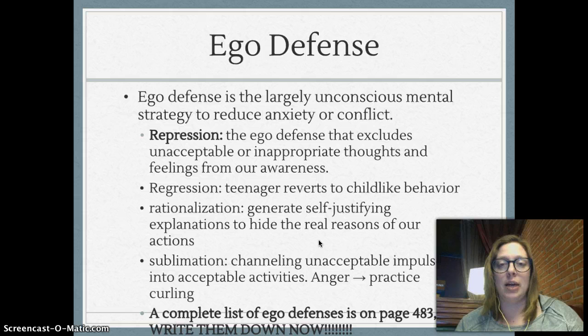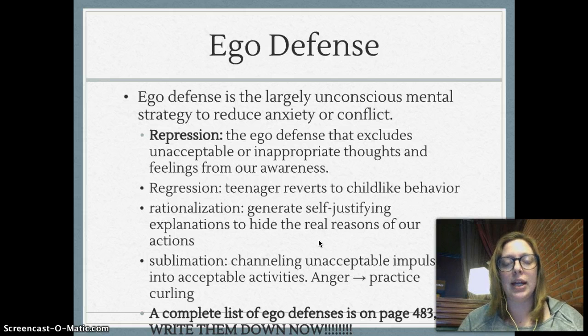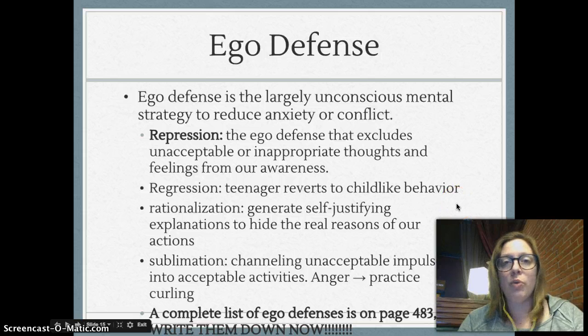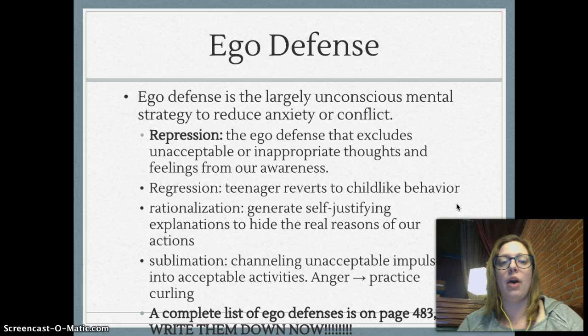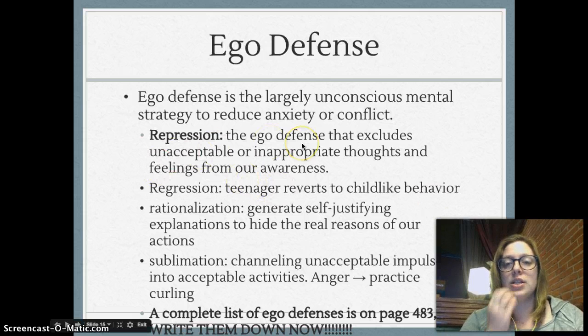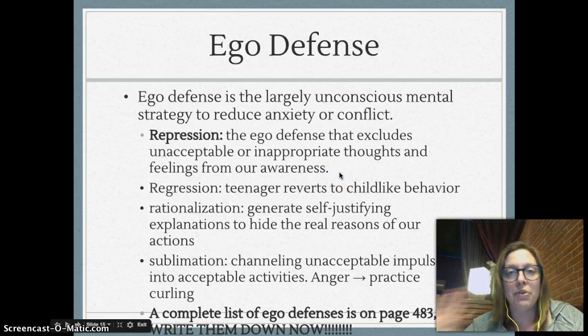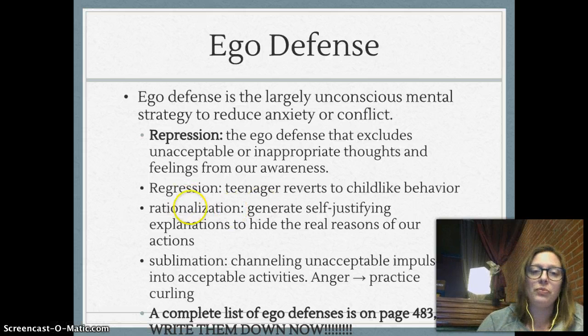That gets exhausting. So your ego develops a lot of anxiety about this entire process. And then what it does to counter the anxiety is develop defenses. And there are many different defenses, and they're all related to different things we want to admit, and the balance between the id and the superego. Here are a couple of them. Repression. This is the ego defense that excludes unacceptable, inappropriate thoughts and feelings from our awareness. We push out things we don't want to acknowledge that we think about and we feel.